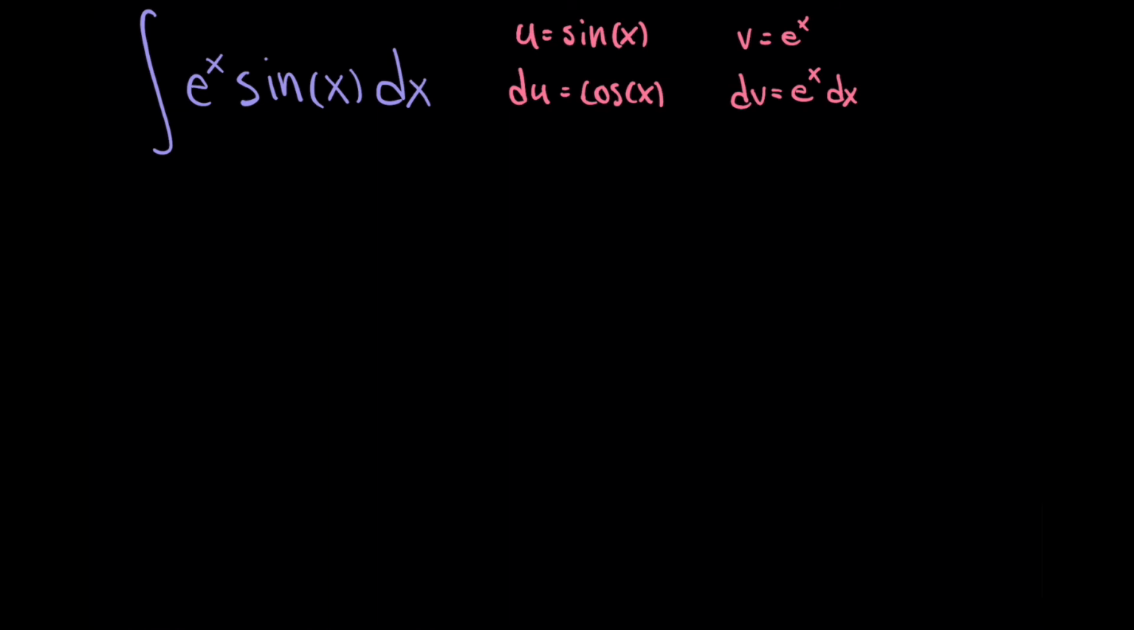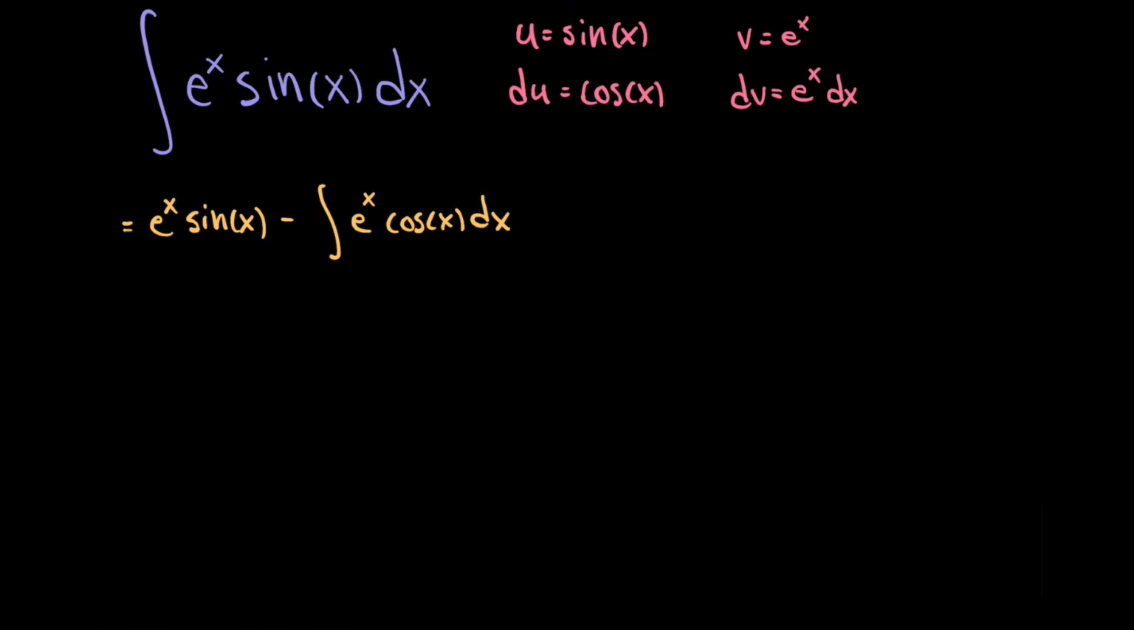And now with this information, we can continue. We say that this integral is equal to u times v, or e to the x sine x, minus the integral of v times du, so e to the x cosine x dx. And so you may be asking yourself, well, we didn't really do that much. We used to have e to the x sine x, and now we have e to the x cosine x. It doesn't seem like we accomplished much, but let's try to do integration by parts one more time on this other integral.